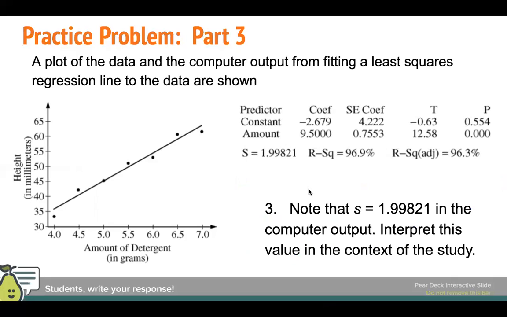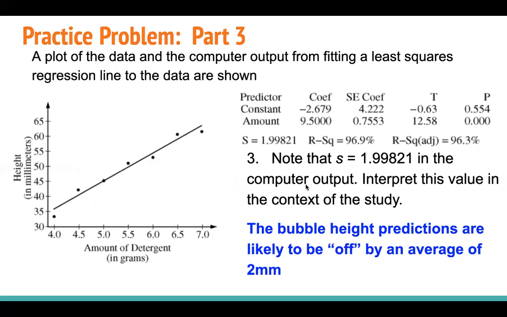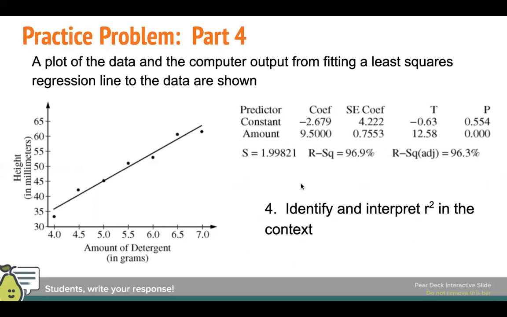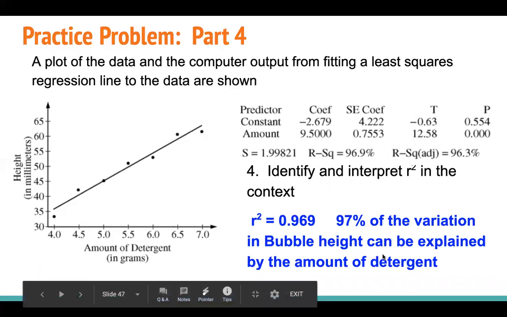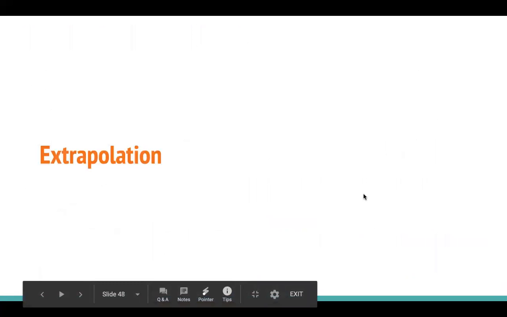Let's look at s and interpret s. It was 1.99821. The bubble height predictions are likely to be off by an average of 2 millimeters. Let's identify r squared. So r squared is this 96.9%. So 97% of the variation in bubble height can be explained by the amount of detergent. And I rounded because it made more sense to me.